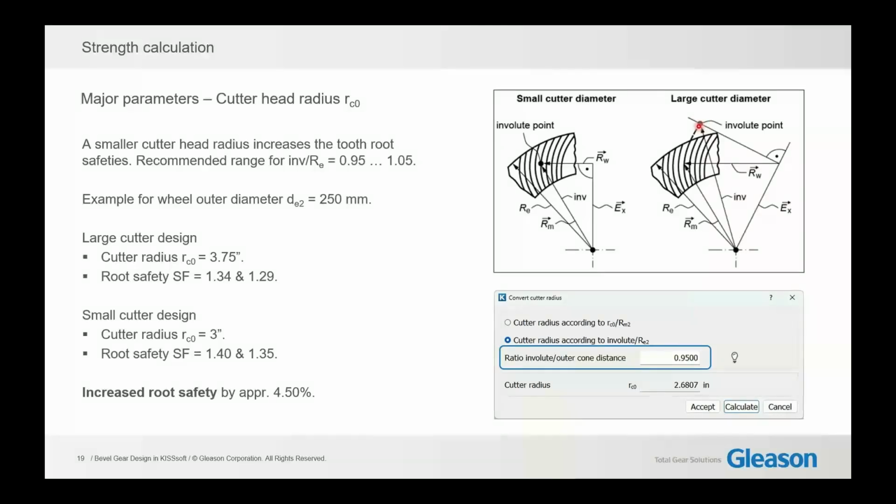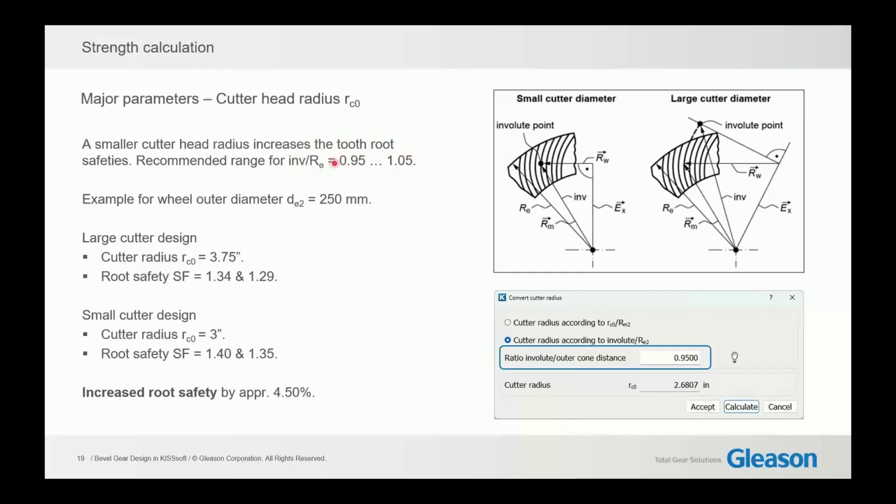The interesting part here is to understand that a contact pattern typically tends to go towards the involute point. This means in a large cutter design, the contact pattern will tend to move towards the heel, whereas in a small cutter design, the contact pattern will tend to move to the central position. And this has a positive effect on the root strength because a centered contact is preferable for a higher root strength.